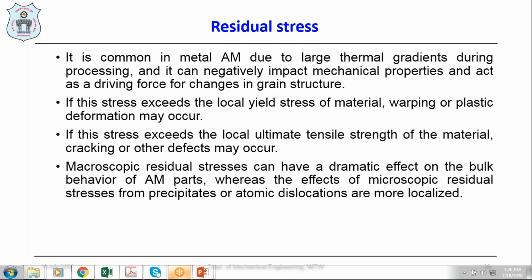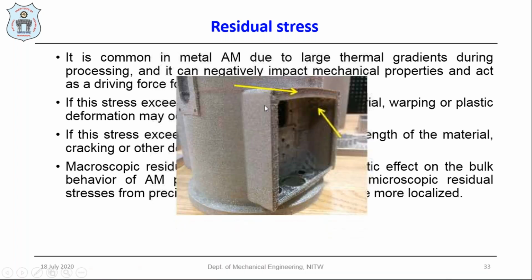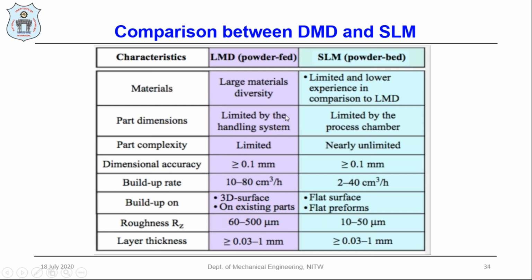The macroscopic residual stresses can have a dramatic effect on the bulk behavior of the additive manufactured parts. If macroscopic residual stresses are there, definitely there will be bulk deformation or bulk changes in the component, compared to the atomic dislocation or the microscopic residual stresses. You can see here, this is with respect to the macroscopic deformation. That is because of the macroscopic residual stresses, the bulk deformation takes place in the fabricated component. This is how residual stresses cause this type of defect in the fabricated component. And this is the comparison between DED and SLM.